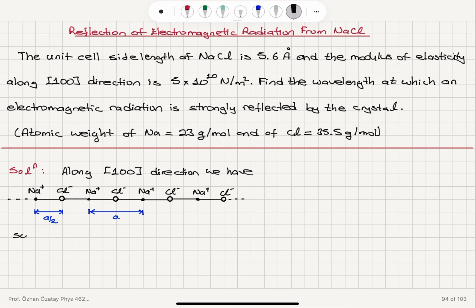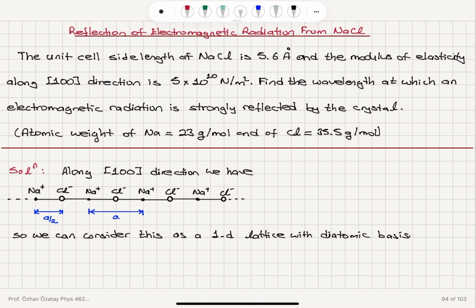So we can consider this as a one-dimensional lattice with diatomic basis.